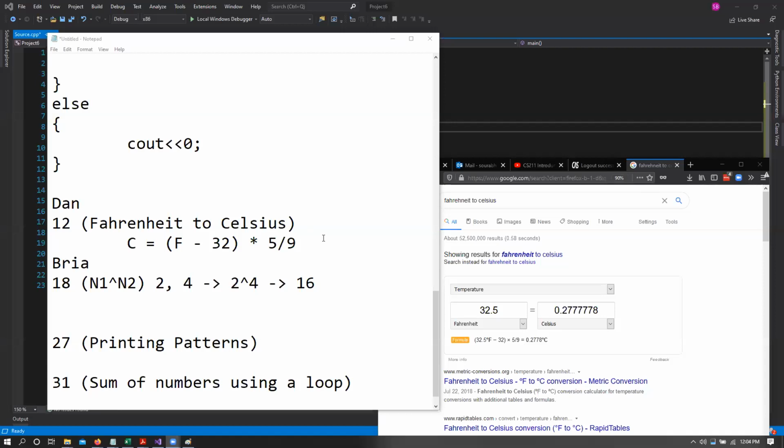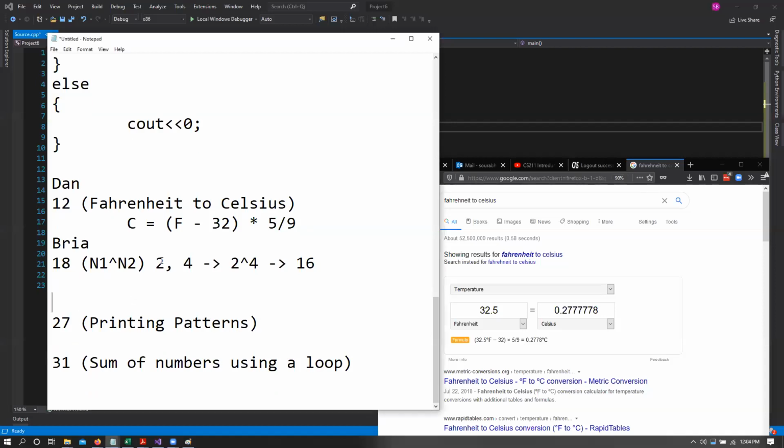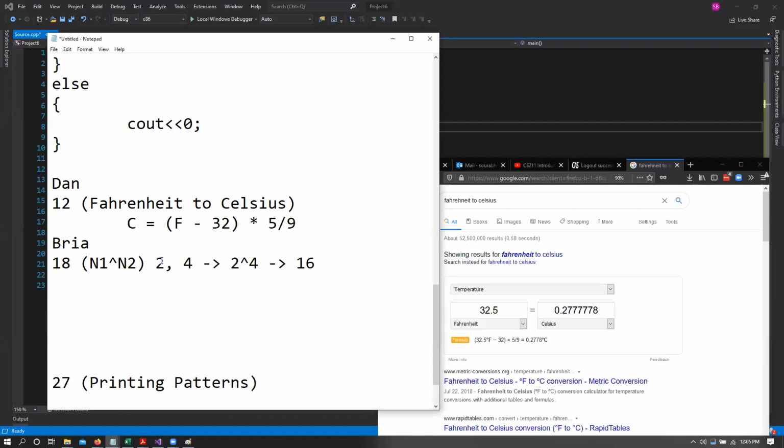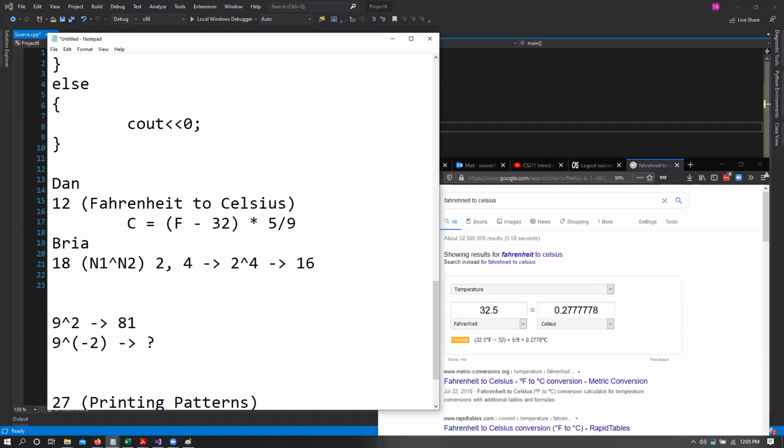Okay, so tell me something. Let's say that I have 9 to the power of 2. We all know that is 81. Now 9 to the power of minus 2. What is the value of this? Is it minus 81? What is the question again? So 9 to the power of, okay, you don't.